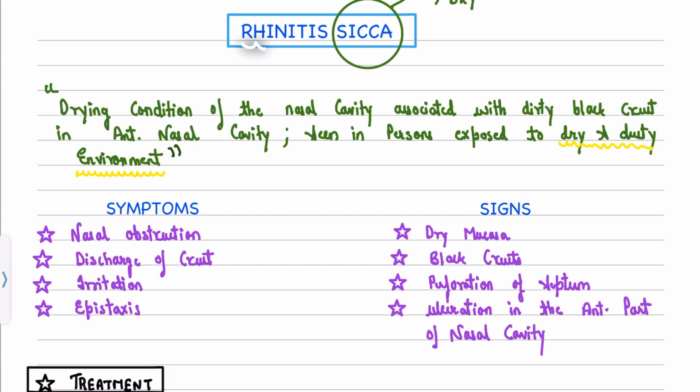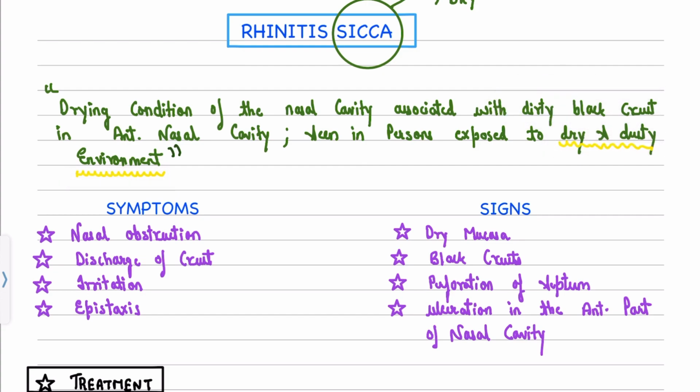First, we have rhinitis sicca. Sicca, as the word suggests, means dry nature. By definition, rhinitis sicca is a drying condition of the nasal cavity. It is associated with dirty black crusts in the anterior nasal cavity. And the buzzword of rhinitis sicca is that it occurs in persons who are exposed to a dry and dusty environment. So the patient works in a dry and dusty environment and has dirty black crusts.